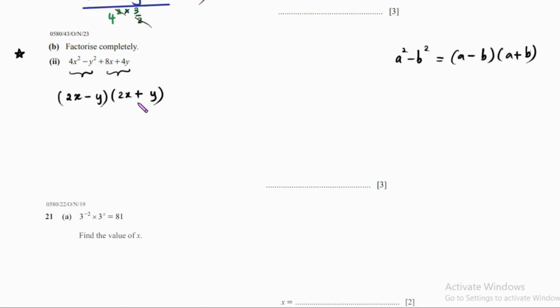So it's going to be like this. Or I can put plus first and then minus next. Now I'm going to factorize this portion that we have here. So that is 8x plus 4y.